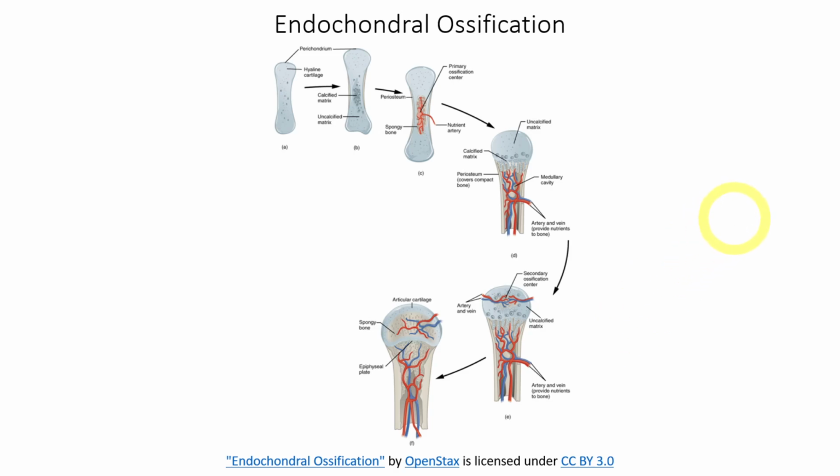So for a long bone, we start off with a hyaline cartilage outline of the shape that the bone will take. The calcification gets started from those sites where it starts, and it's very similar to the flat bone process. Then arteries will start to come in and grow through the forming bone, and the primary ossification center would have hardened around these early arteries already.